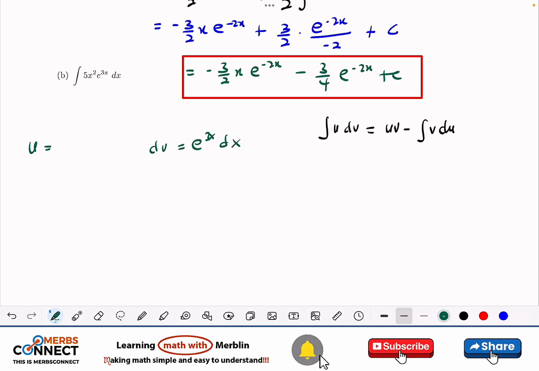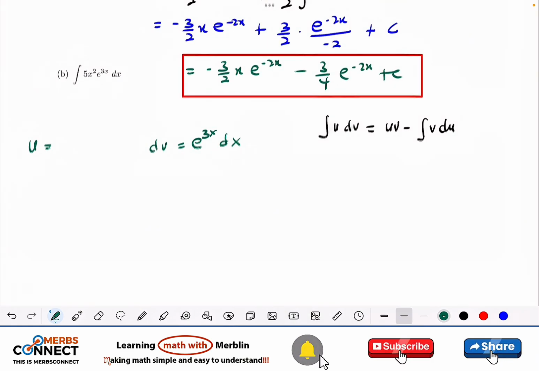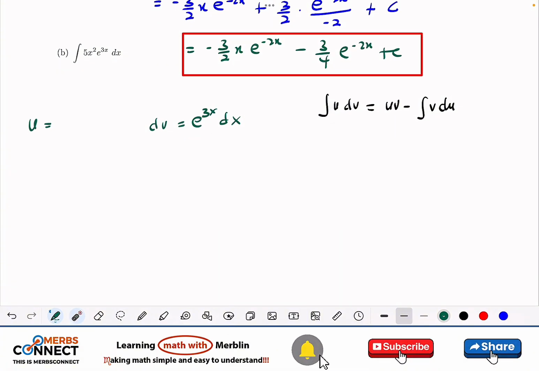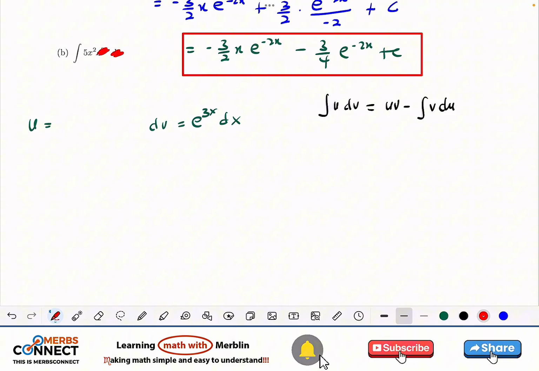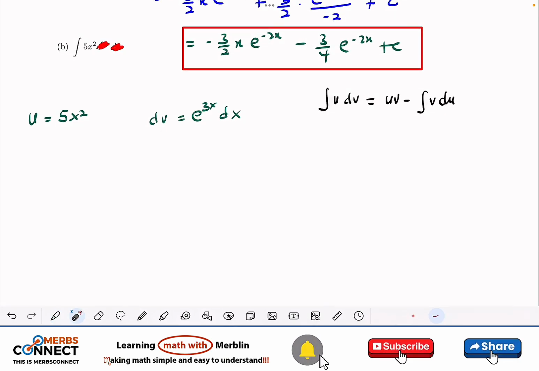Only the exponential function. You will get a function where it does not involve the exponential function, and we will know how to go about that. So when I take the exponential function and the x out, what will be left? It will be left with 5x squared. So looking at the formula, I need u, which is here. I need v, which I can get from here, and I need du.